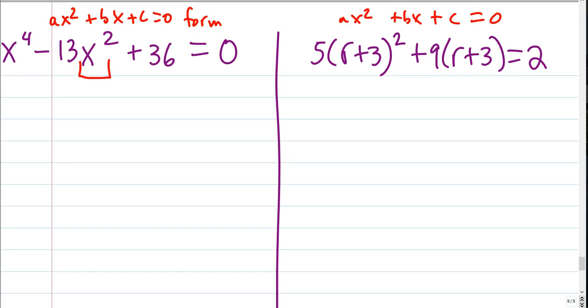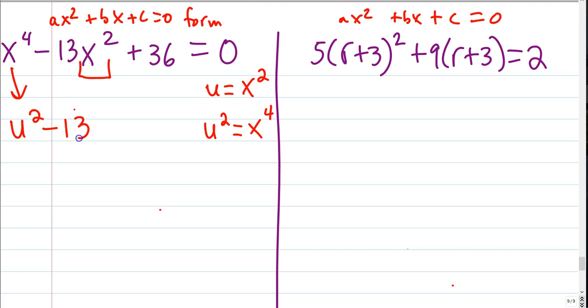You're like, why would we ever do this? Just be patient. If u is x squared, then what is u squared? What is x squared squared? What is x squared times x squared? So why would we do this? Because now I can take that first x to the fourth and turn it into u squared, and I can take that x squared and turn it just into u. And now I see it's quadratic in form.